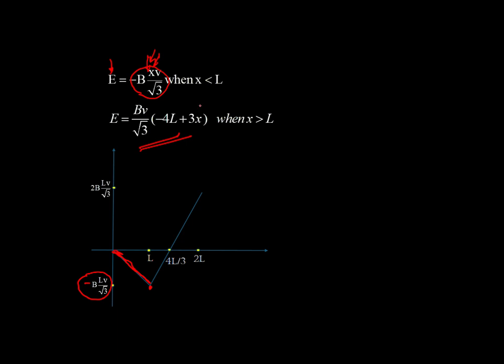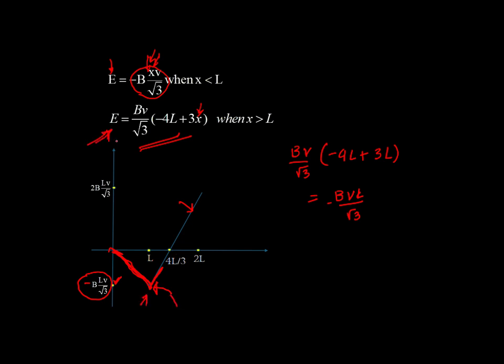If we put x equal to L in this part, it will be BV by root 3 into minus 4L plus 3x, and in place of x the value is L. Then it solves to BVL by root 3 with a minus sign. It means the value of this graph at x equal to L is equal to this value. So there is continuity; they approach the same value at x equal to L.